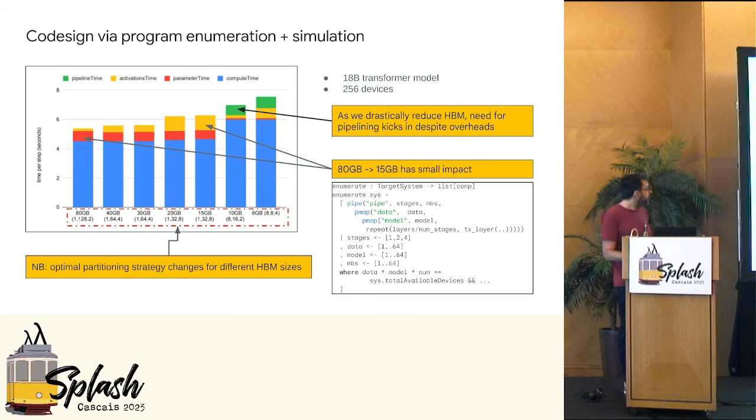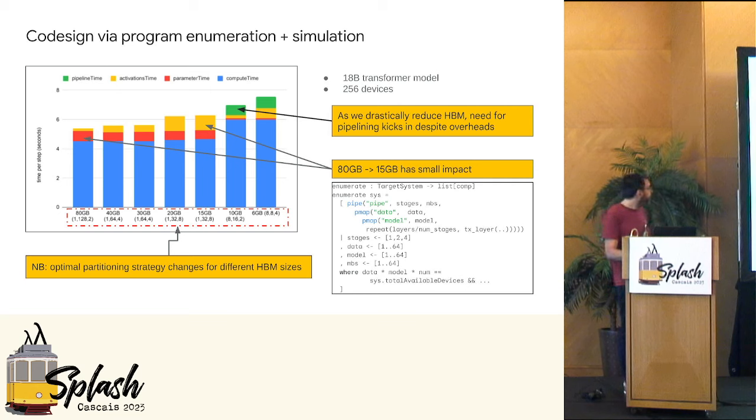So, for example, here we have an 18 billion parameter transformer model, a medium, small-for-these-days transformer model, on a cluster of 256 GPUs. I'm not going to tell you much about the topology, but what we wanted to investigate is, if every device has 80 gigabytes of memory versus if we start shrinking the memory available per device all the way to 6 gigabytes, what's going to happen to our throughput?